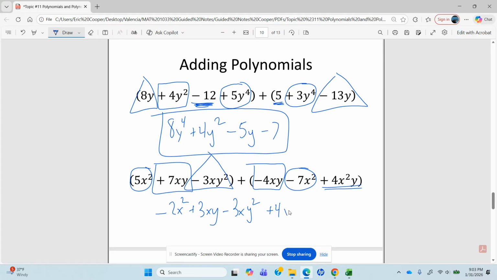So again, when we look to combine like terms with things that have multiple variables, their variables and their exponents have to be exactly the same.